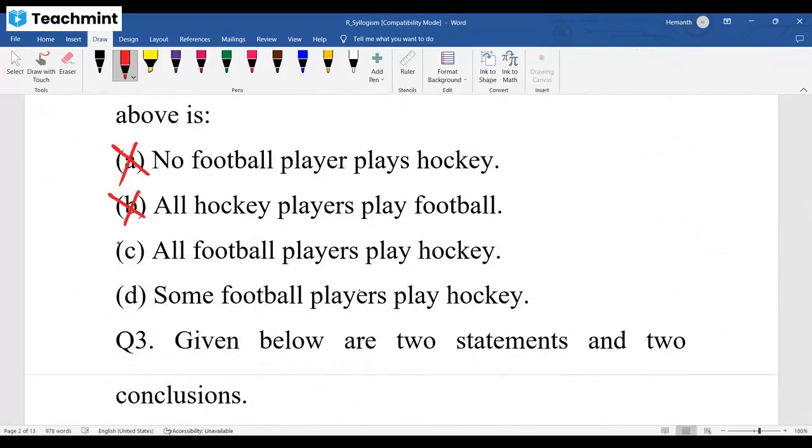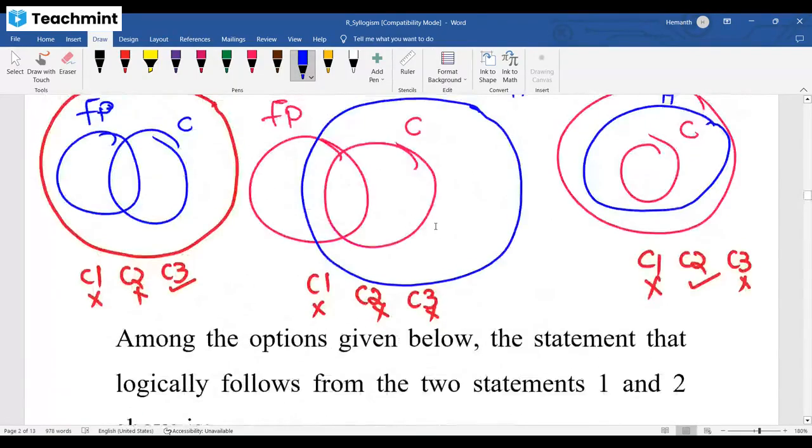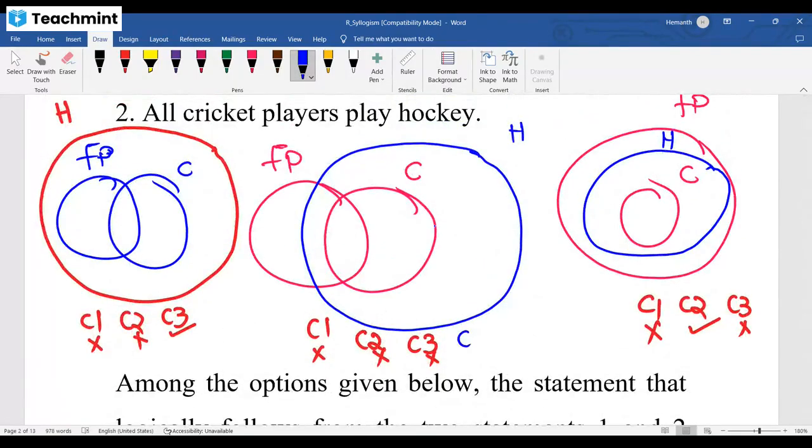Next one, some football players play hockey. Is it correct? Fourth one, in the middle diagram, here correct. Now you have to worry about the leftmost diagram. What is this one for the leftmost diagram? All football players play hockey. But here the conclusion is some football players play hockey. Is it correct or false?